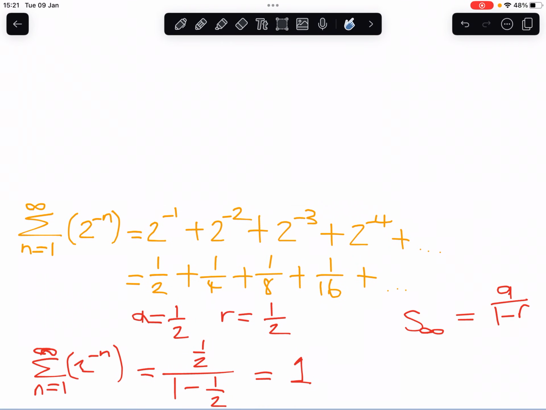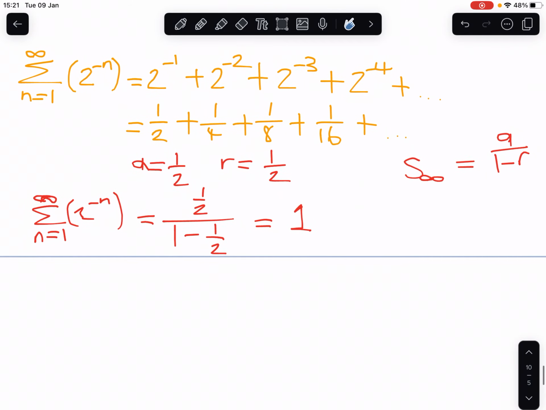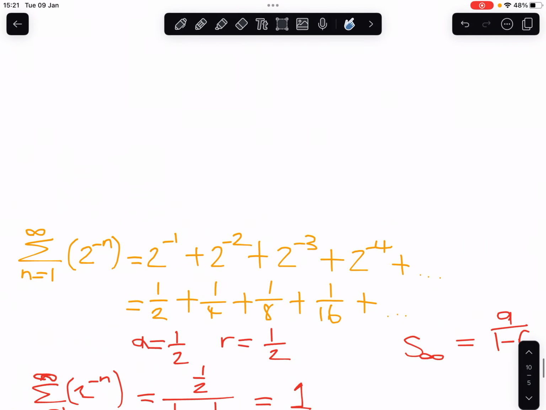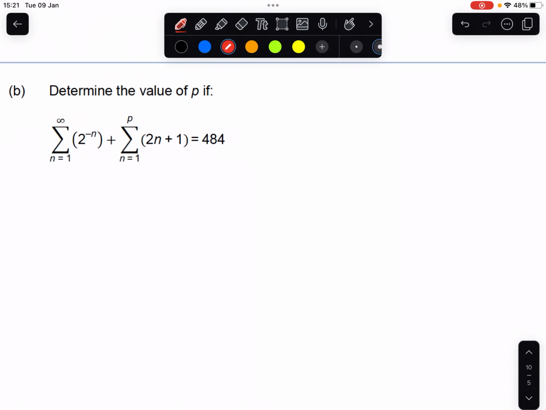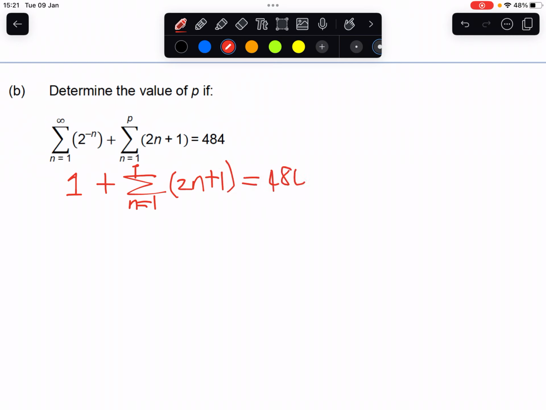Right, so we now know that sum is just 1. So we can rewrite this as 1 plus the sum from n equal to 1 up until p of 2n plus 1 is equal to 484, which is just the sum from n equal to 1 up until p of 2n plus 1 is equal to 483. Just subtract 1 from both sides.